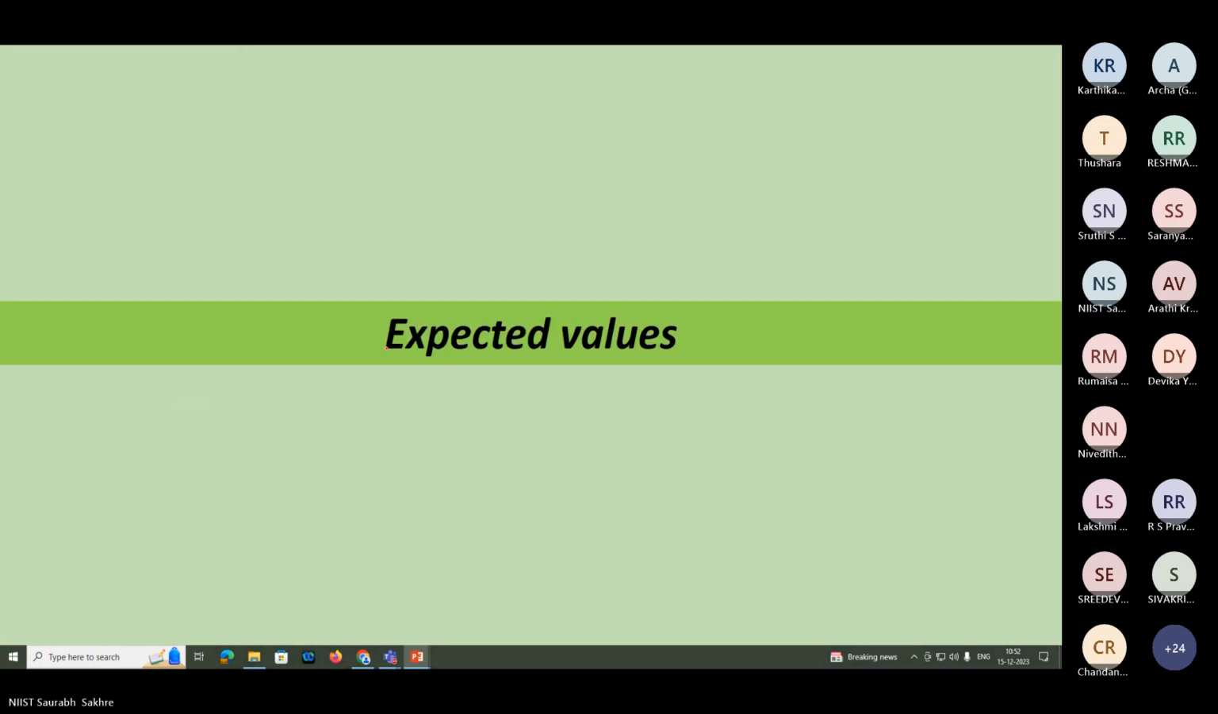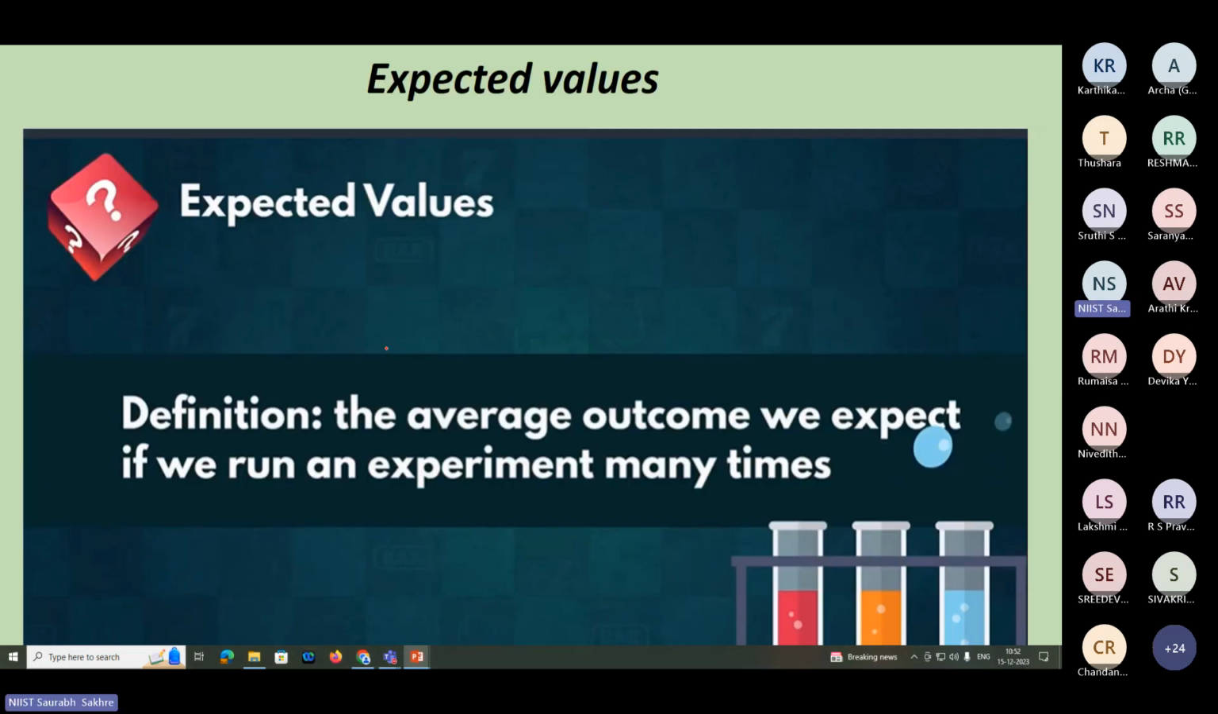Okay. Now we will see about the expected value. What does an expected value mean? By now, we discussed probability, events, and independent events. Now we will see expected values. What is an expected value? Expected value is the average outcome we expect if we run an experiment many times. This is the catch here. This is the thing which you should keep in your mind: the average outcome we expect if we run an experiment many times.